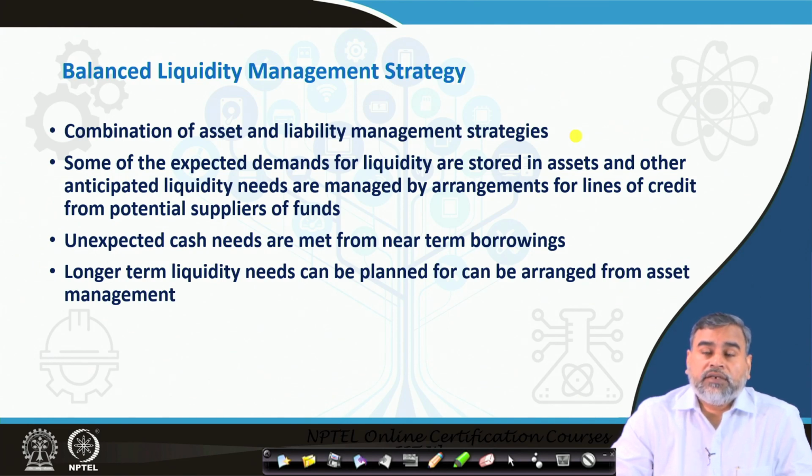And another portion can be managed through different kinds of lines of credit, which they are expected to get from the different suppliers of funds. That means from borrowings or purchasing different securities in the system. Unexpected cash needs are met from near-term borrowings.